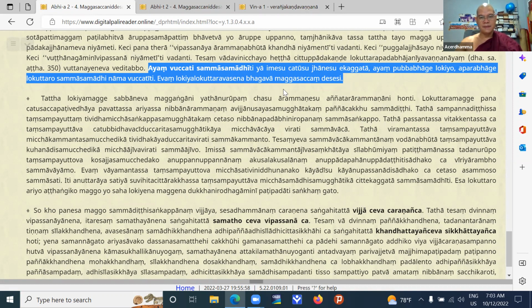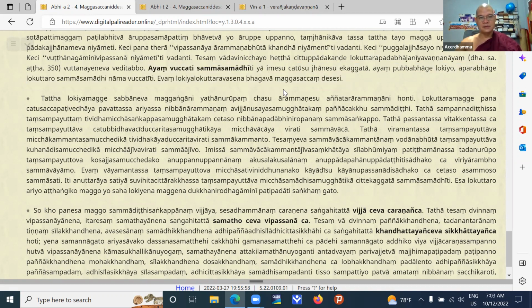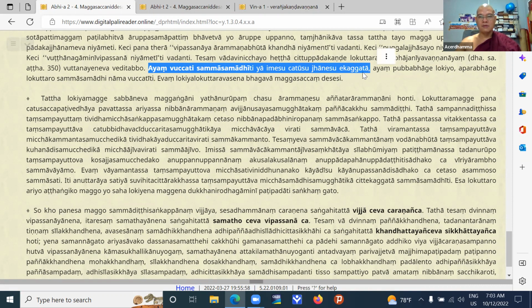Because the Buddha described samasamadhi, he used four jhana there in the Pali. That's one. Ya imesu catusu jhanesu ekaggata. Samasamadhi refers to the one-pointedness of mind in the four jhana. In the original Pali, the Buddha also mentioned these four jhana. That's why the Atthakatha said samasamadhi is one-pointedness of mind that arises in the four jhana.